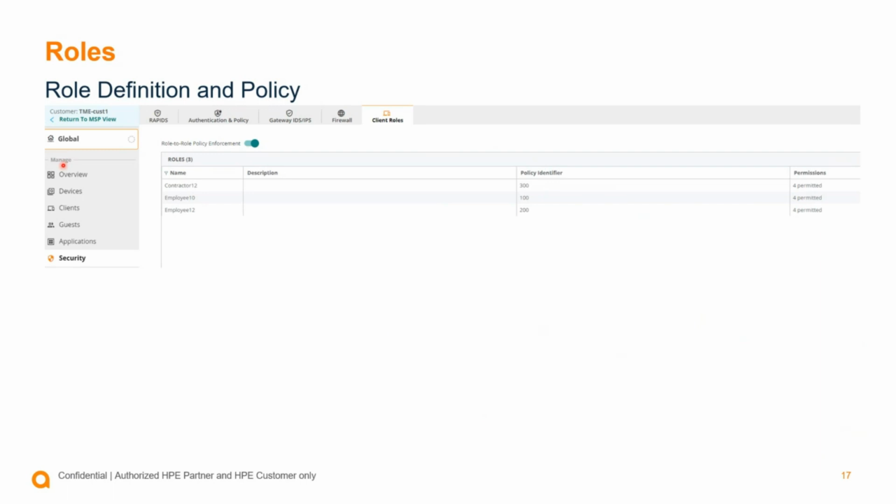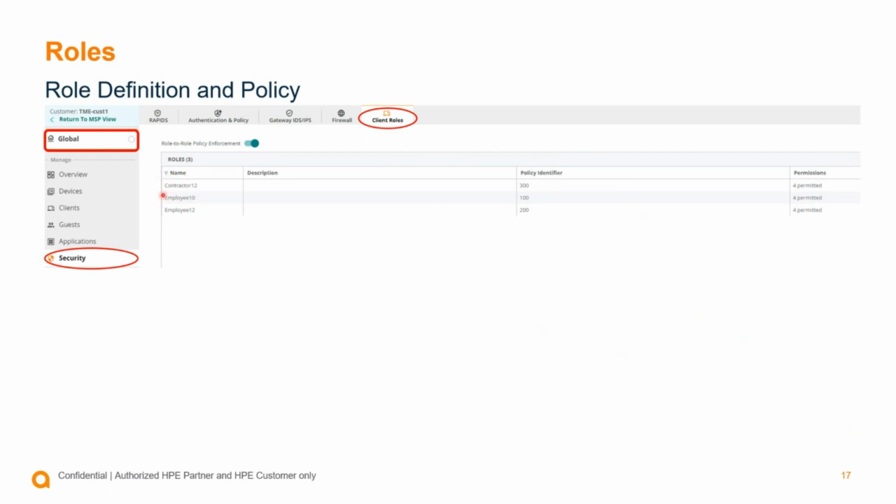So if we go into Central itself, we want to create some roles and define a connectivity policy, very easy to do. We have to start from global at the top level UI presentation, tab down to security, and then into client roles. It's here where you can add and edit roles, and there's a little tab on the right hand side here to add a role.